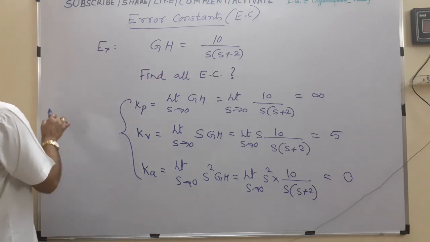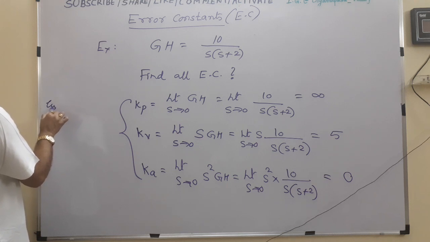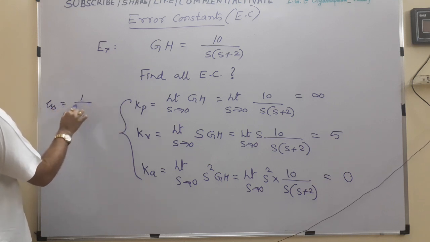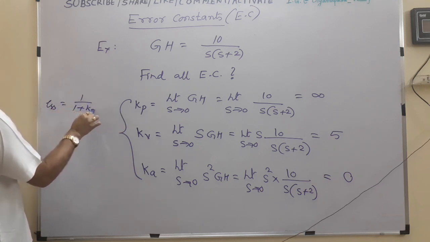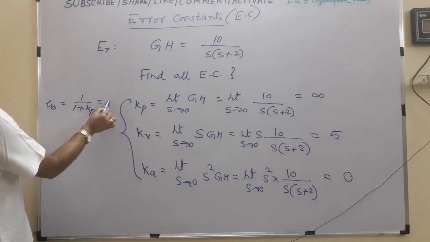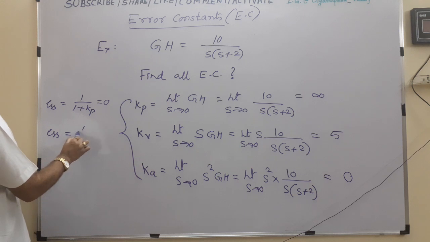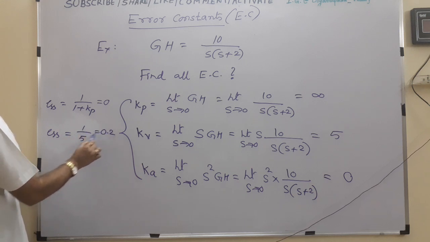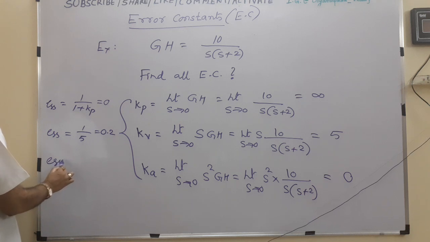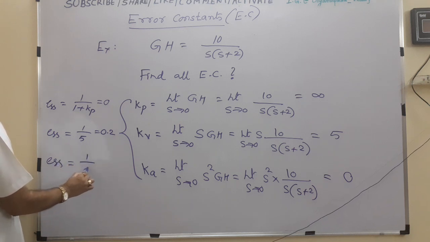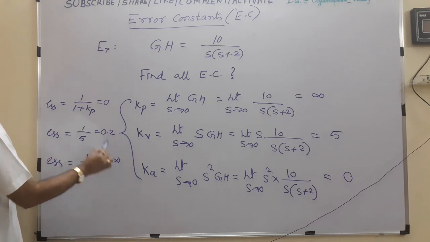What is the steady state error? 1 by 1 plus Kp. So Kp is infinite, you will get error 0. Second case, what is the steady state error? 1 by 5. 1 by 5 is 0.2. Third case, what is the steady state error? 1 by 0, which is infinite.